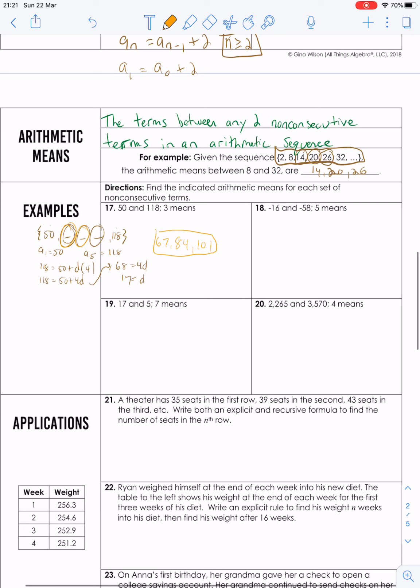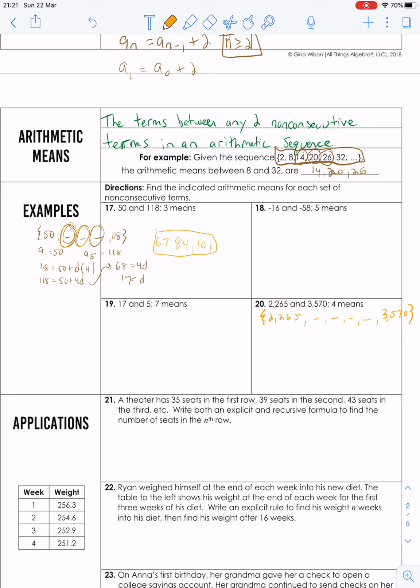How many do we got here? I'm going to do 2 more, and then we'll do the application problems, and we'll be done. So we have 5 means. And which one's the hard one? Let's do number 20. So we have 2,265, and then 4 means, 1, 2, 3, 4, and then 3,570.